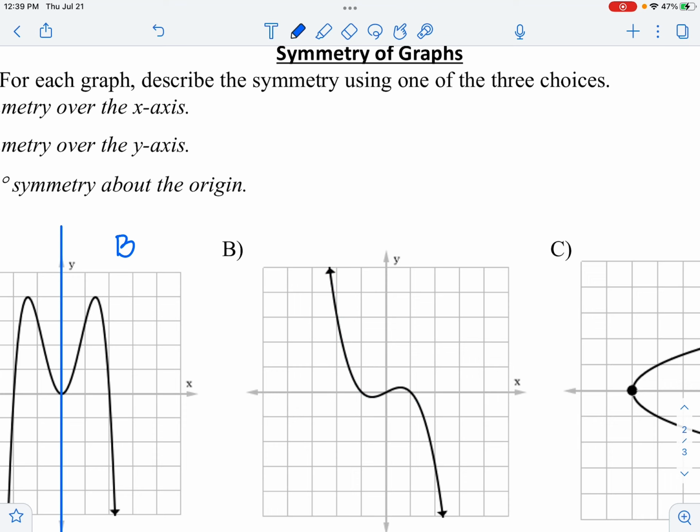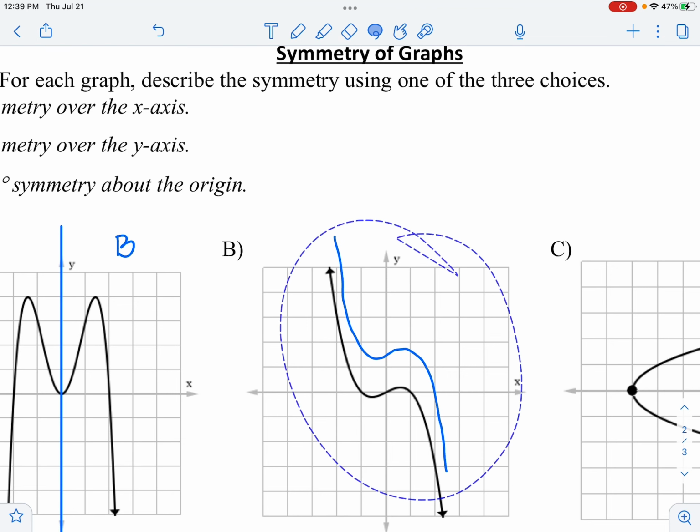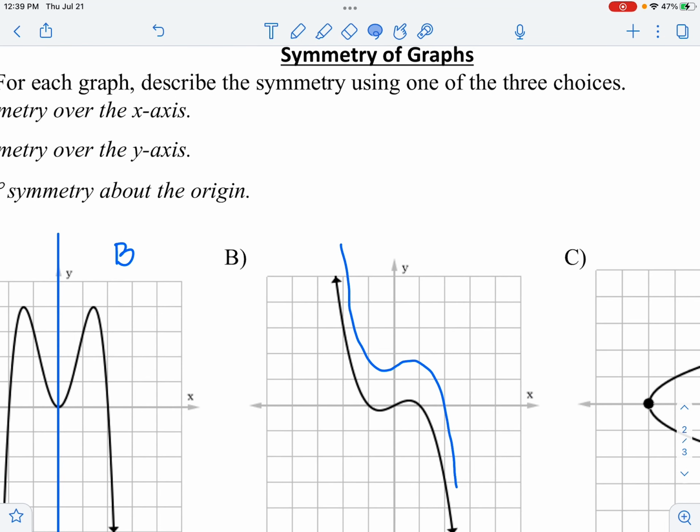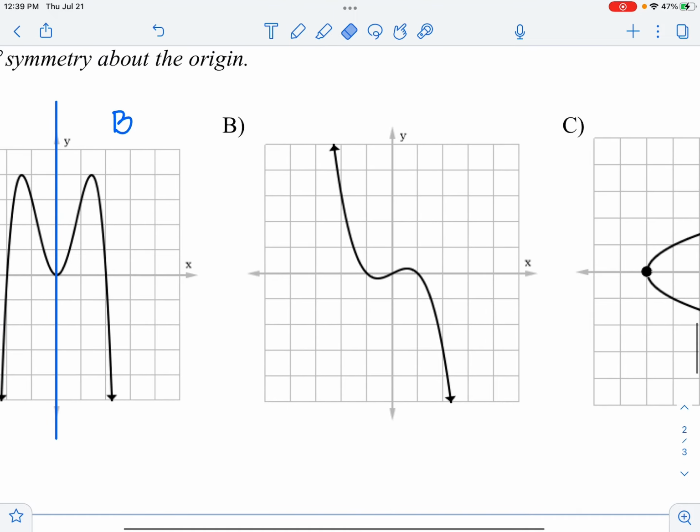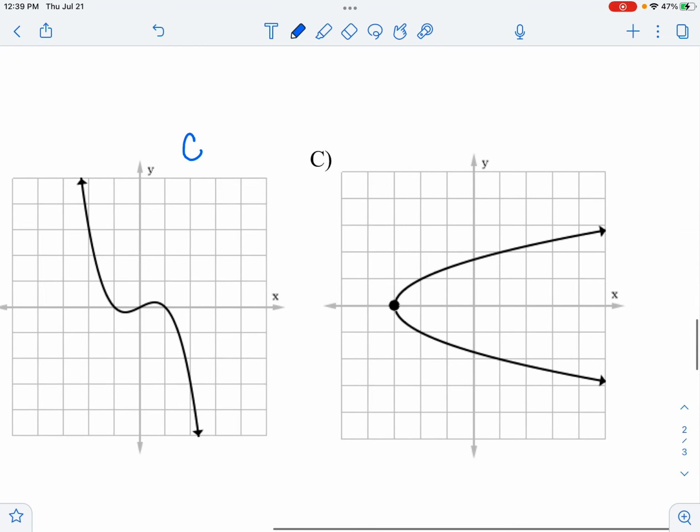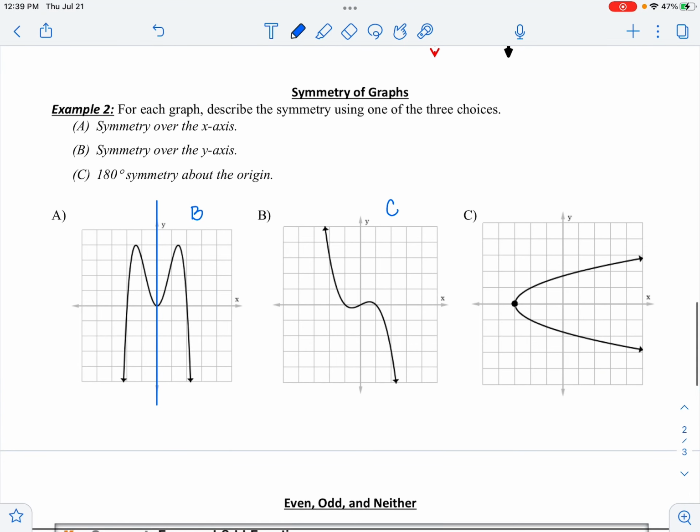I can't trace very well. But if I traced this as best I can, and then I turned it 180 degrees, it'd be easier to do on a smartboard, it would fall right on top of itself. So this is C, 180-degree symmetry about the origin. Last one right here, if I cut it on the x-axis, it'd fall on itself. So this is symmetry about the x-axis, which is option A.